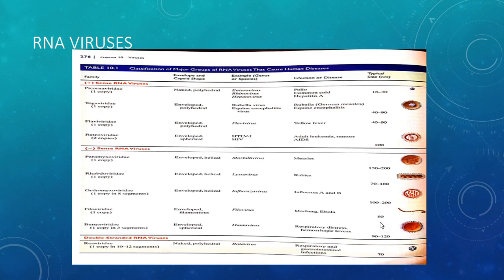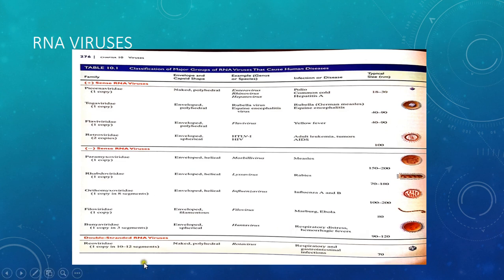Then we have Arenaviridae. Like the Bunya viruses, the arenaviruses are enveloped negative sense RNA viruses, but their genome has only two segments. Arenaviruses are carried by rodents. Human infections occur via aerosols, exposure to infectious urine or feces, or rat bites. Argentinian and Bolivian hemorrhagic fevers and Lassa fever are arenavirus infections.